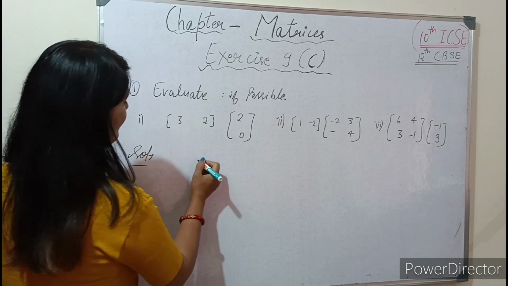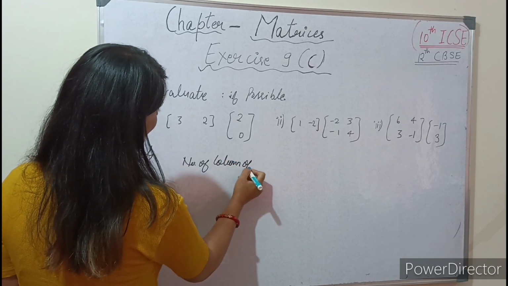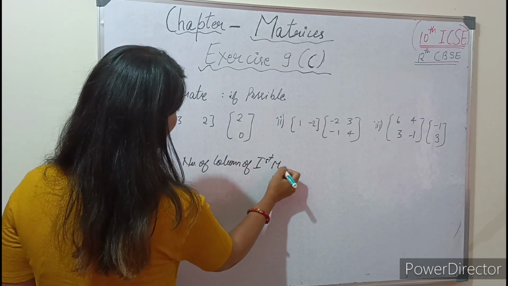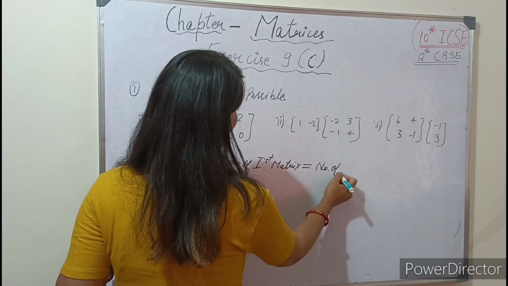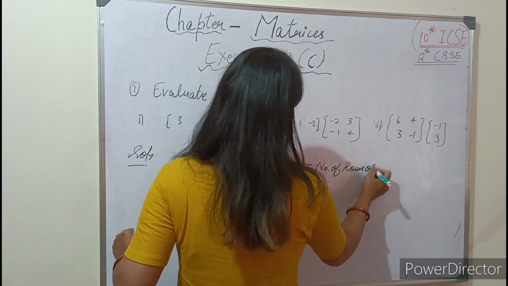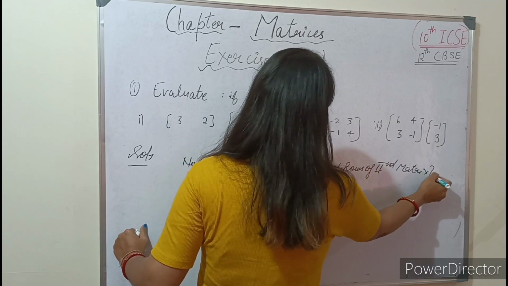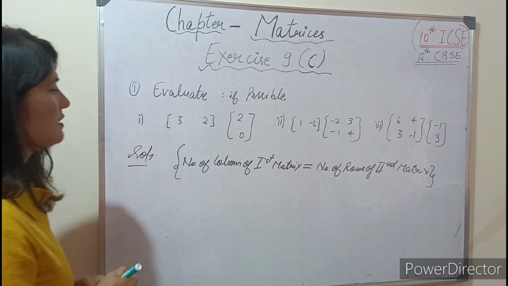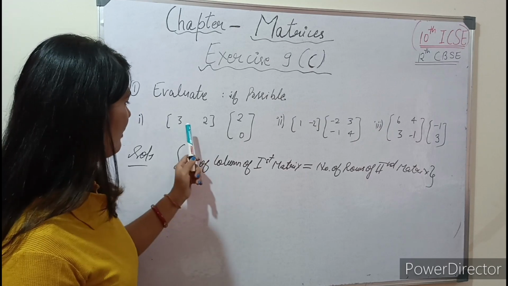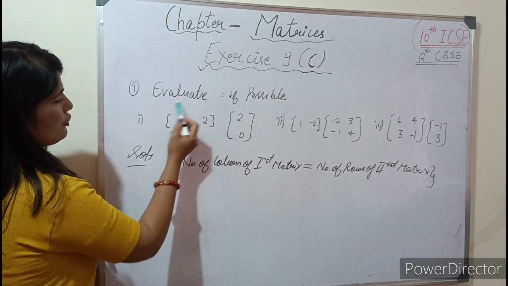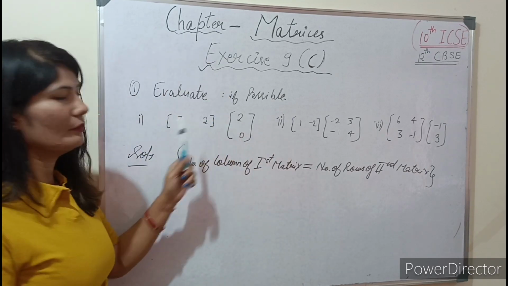So here the rule is that the number of columns of the first matrix should always equal the number of rows of the second matrix. So this is the basic rule to multiply two matrices together, and here the condition is that the number of columns of the first matrix, you will see here, this is your first matrix, should always equal the number of rows of the second matrix.